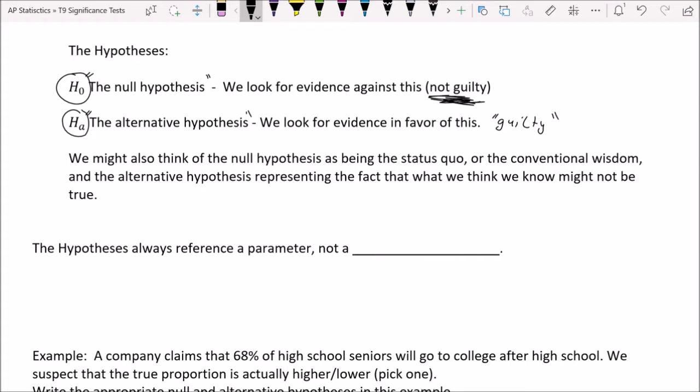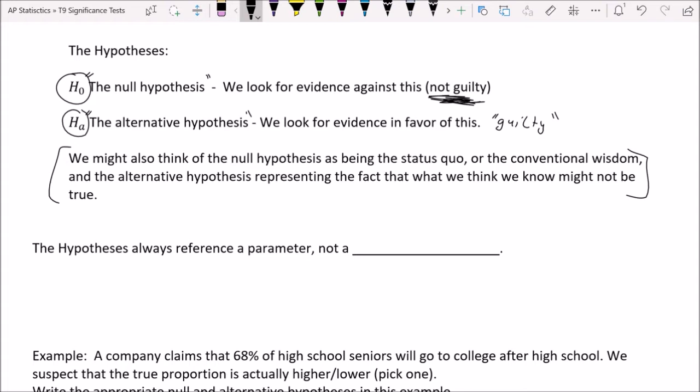Okay. Another thing, and it seems like it might not matter, but it turns out that it might be really helpful to writing these. So you may want to pause the video and write some of this. It can be helpful to think of the null hypothesis as the status quo or conventional wisdom, or a recent study found that this is true, something like that. And then the alternative hypothesis might represent something that might not be true. But we're trying to find out if it's true.